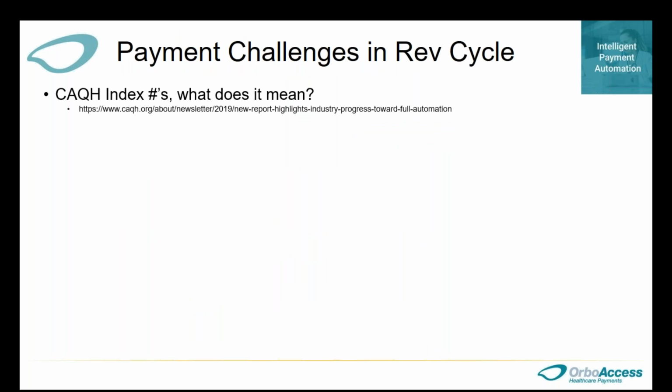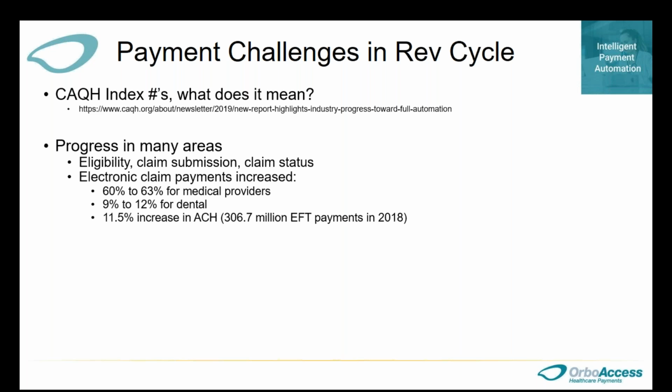Now, we thought that a great reference point would be the CAQH index, which comes out every year. I'm sure most of you are familiar with that. This year's report from 2019, based on 2018 data, had some great data points and some great progress, specifically in eligibility, claim submissions, and claim status. On the claim payment side of the equation, even on the payment side, there was some progress as well.